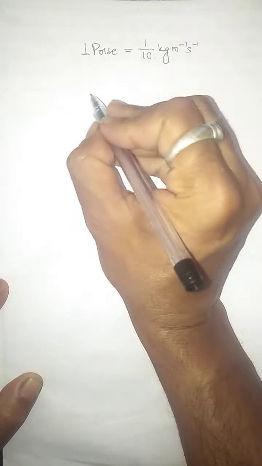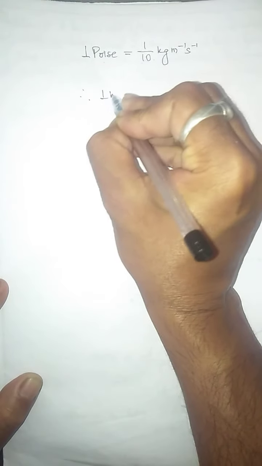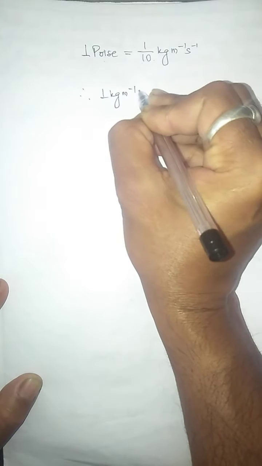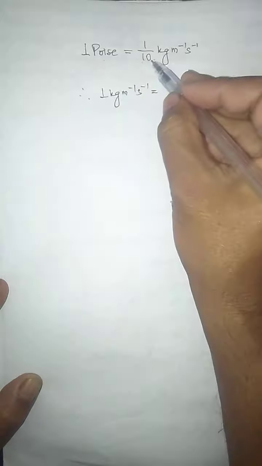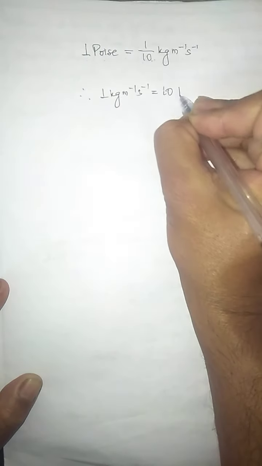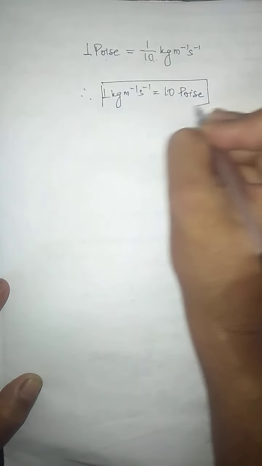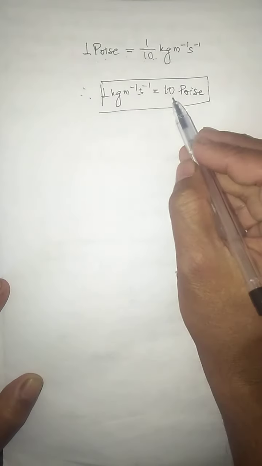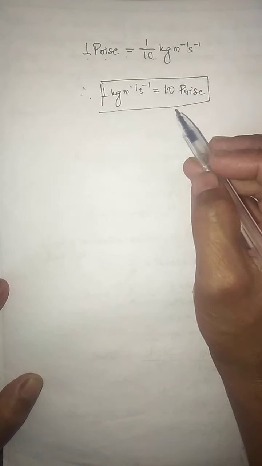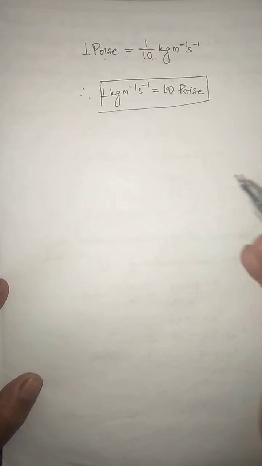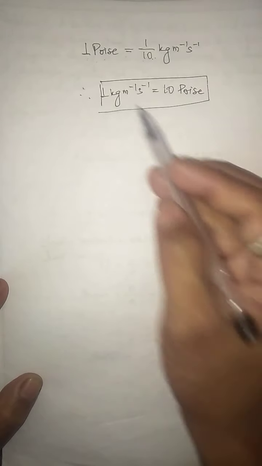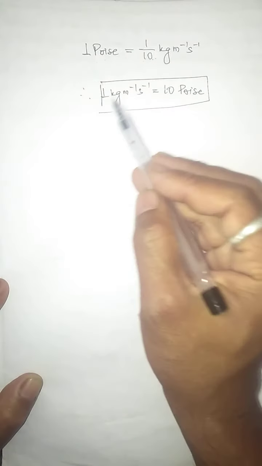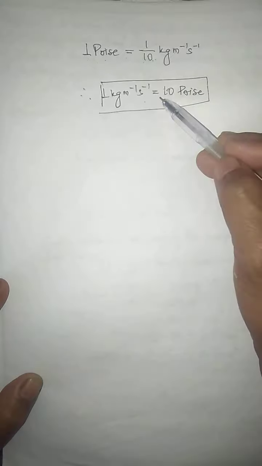So if you cross multiply, you can even write 1 kg per meter per second is equivalent to 10 into 1, means 10 poise. So 1 kg per meter per second is equivalent to 10 poise. Okay, equals how much? 10 poise. So poise is also the unit that can be expressed for measuring the coefficient of viscosity. But we can look at the relation: 1 kg per meter per second is equivalent to 10 poise.